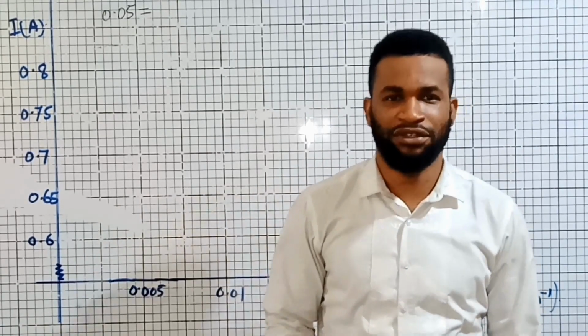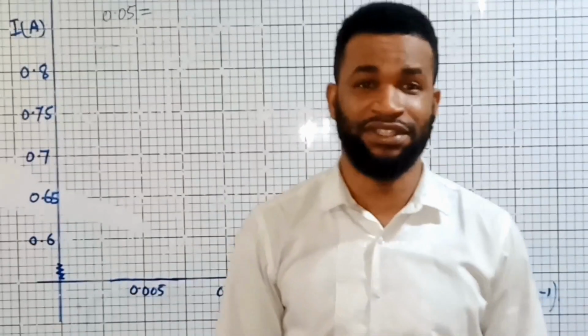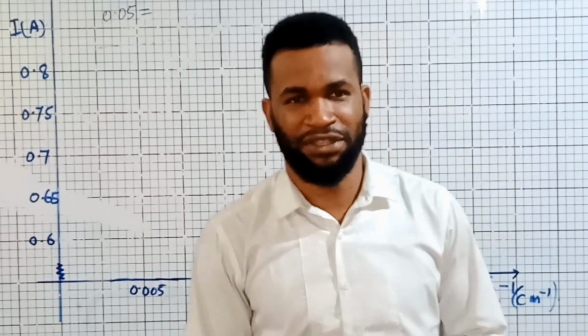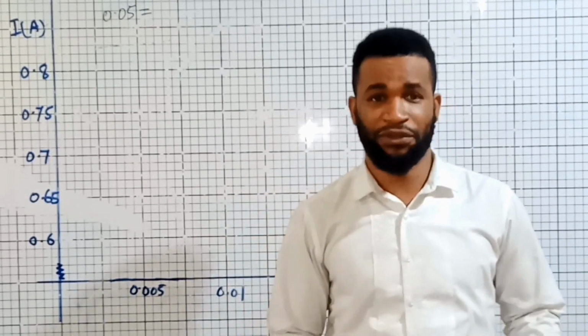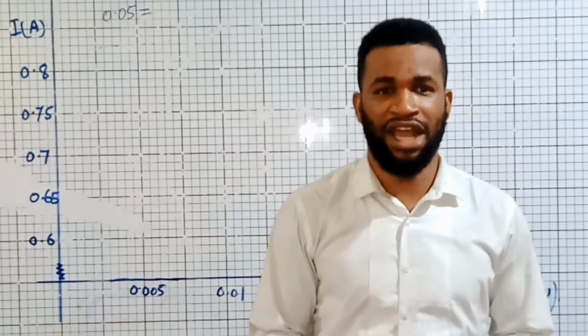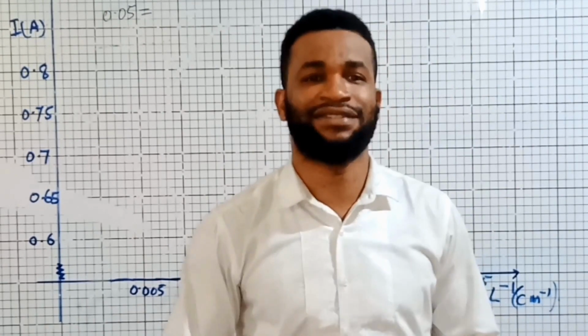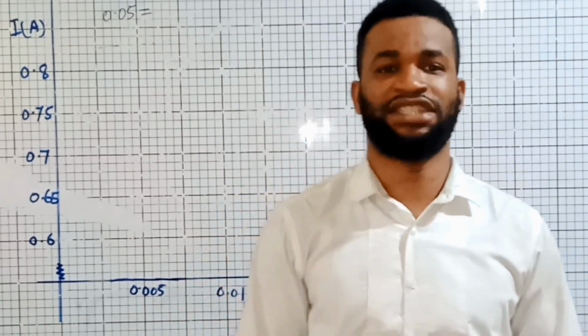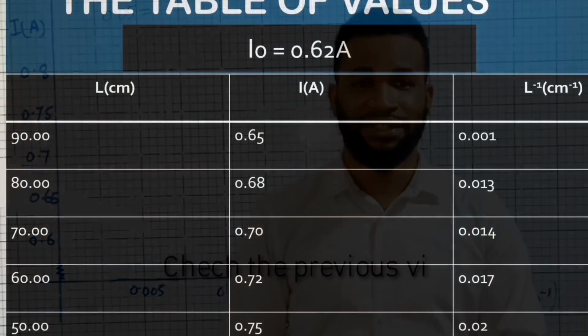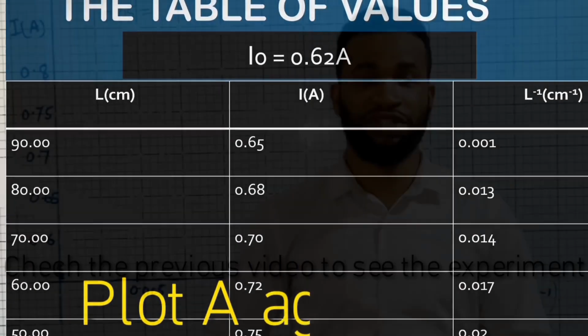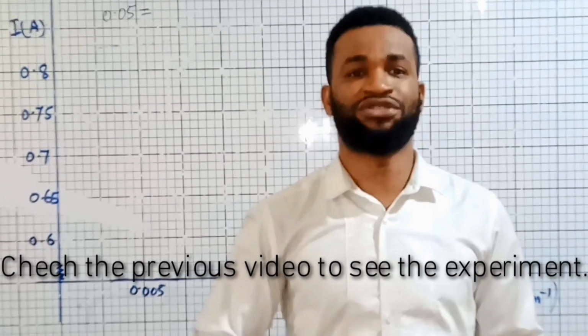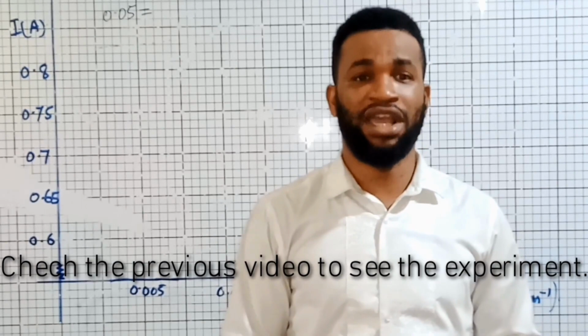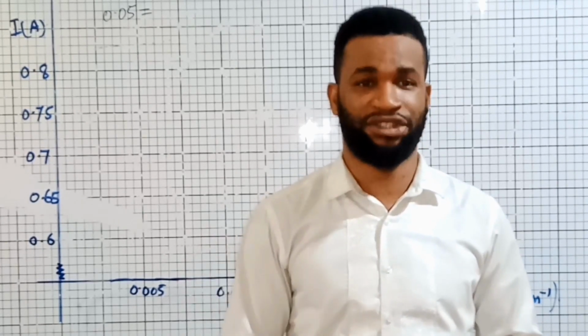I'm going to solve the question on the graph for the electricity experiment which I uploaded previously. If you check the last part of that video, you will see a table of values of current and length, which are supposed to be plotted, and also a column for L inverse, as you can see on the screen.